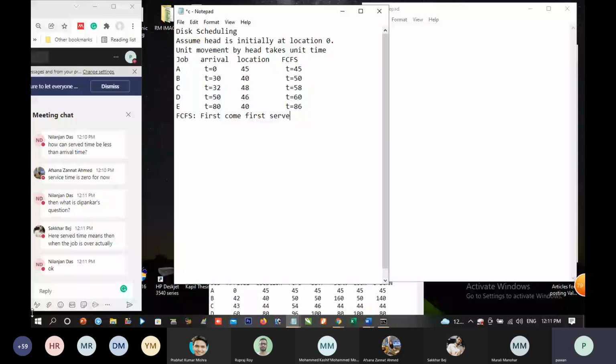That is correct, because we are assuming a service time is 0. So whenever we reach the particular location, the job is already becoming 0. Is it correct? Any doubt now?